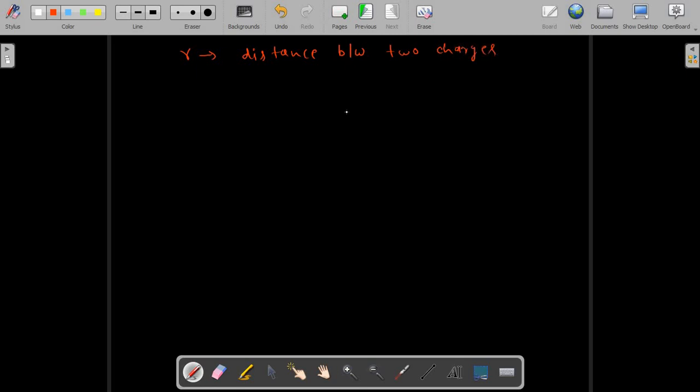You cannot take any kind of distance. No, not like this. Any perpendicular distance, just remember that. Perpendicular distance, or you could say the shortest distance between two charges, that is R. So this is the way you could say F is equal to K Q1 Q2 over R square.